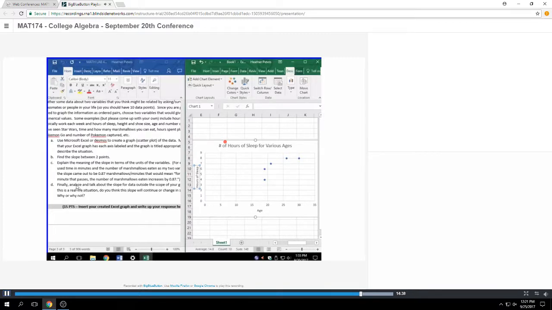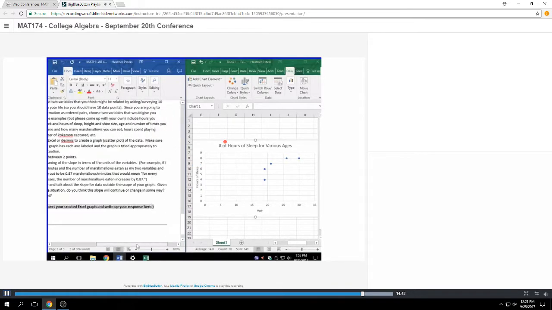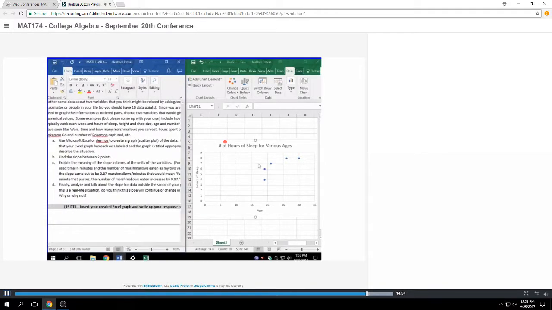And then for D, you're going to analyze and talk about the slope for data outside the scope of your graph. So exactly like what you did in the last problem. So since it's a real life situation, do you think the slope is going to continue or change in some way? Why or why not? So if my slope is increasing, I don't think it's just going to keep increasing, because eventually there's only so many hours of sleep you can get in a day. So if this keeps rising, maybe someone who's 80 is going to get 30 hours of sleep in a day, and that's just not feasible.